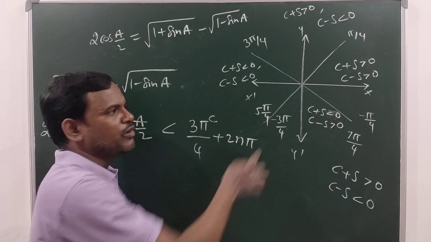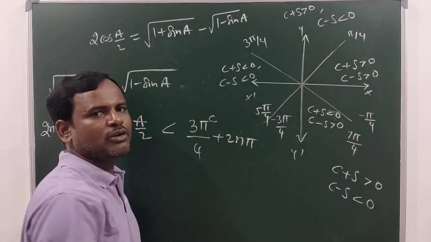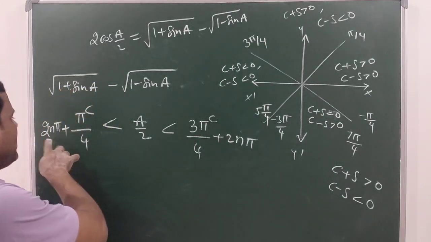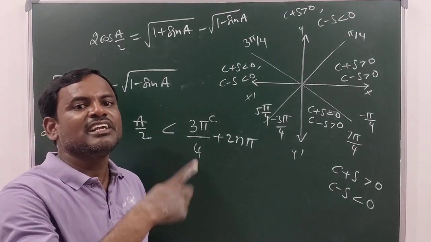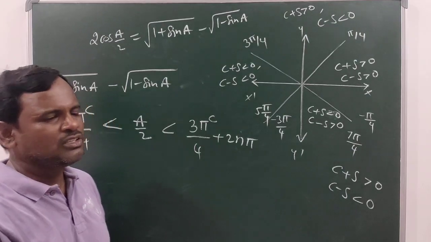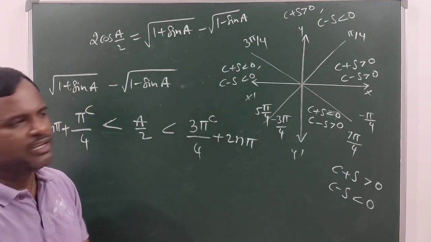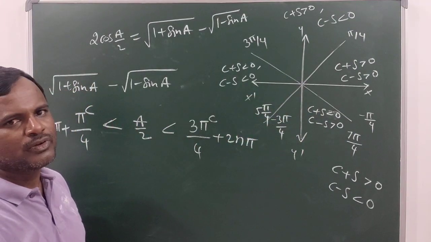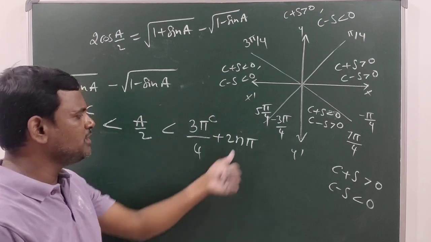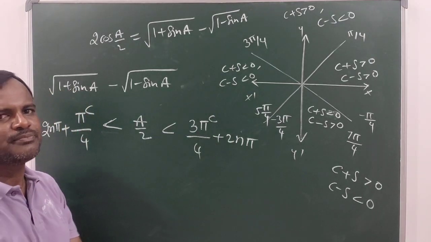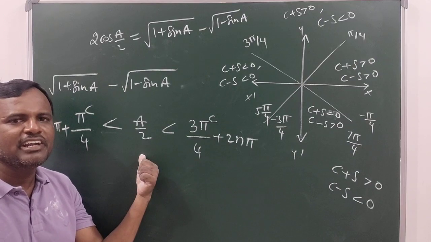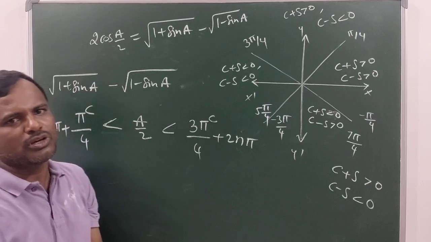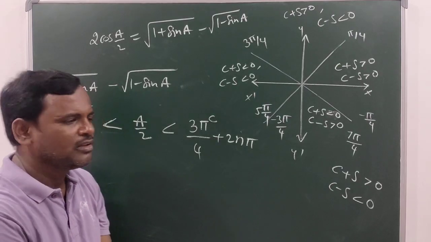If you write n equal to 1, you get 1 rotation. If you write n equal to 2, you get 2 rotations. Why have I added 2n pi here and here? To get general solutions, a larger number of solutions. So in one rotation it is pi by 4 to 3 pi by 4, and for general solutions you add 2n pi on both sides. So this is our required interval for a by 2 to get this result equal to 2 cos a by 2.